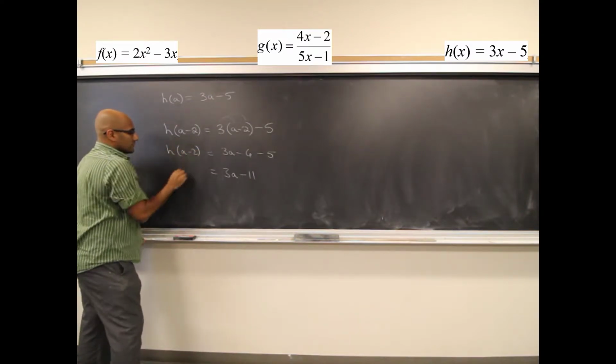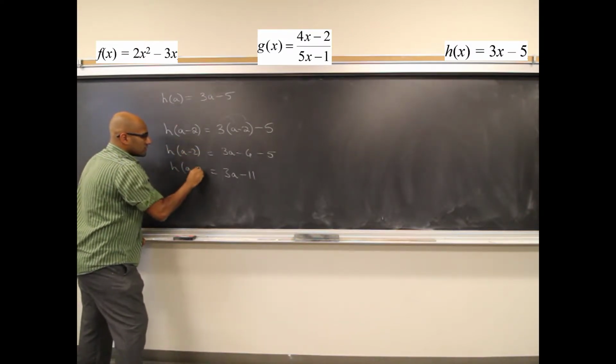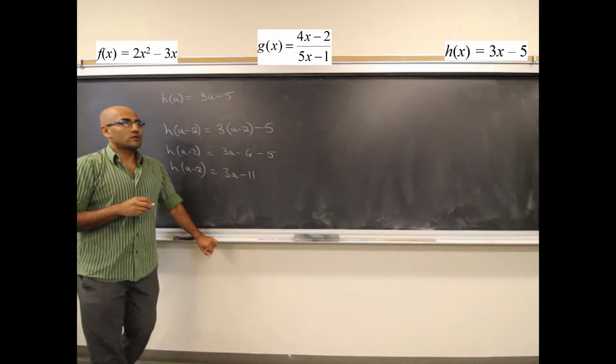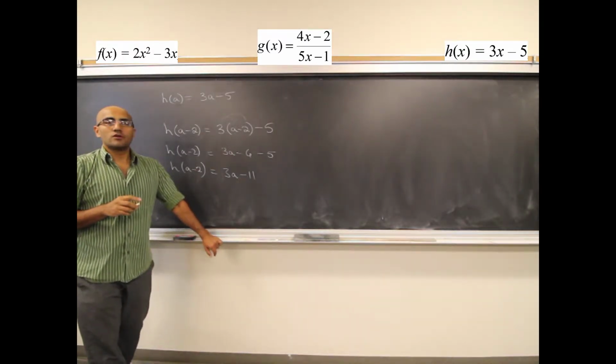H of a minus 2 is 3a minus 11. Good? Questions, comments, issues? No.